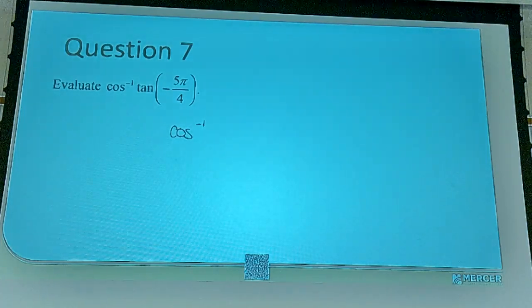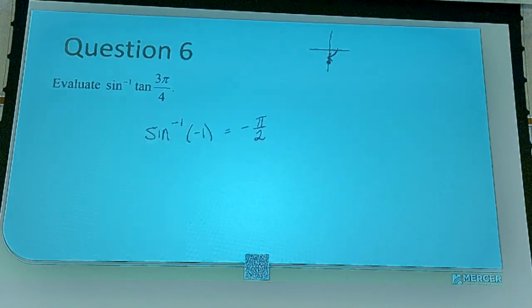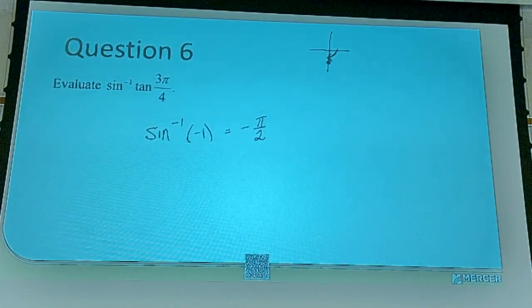What's -5 pi/4 plus 2 pi? -3 pi/4. Not negative. 3 pi. It'd be positive 3 pi/4. Oh! That's literally the exact same angle. So what was the tangent of 3 pi/4? What was it? -1. -1, right?